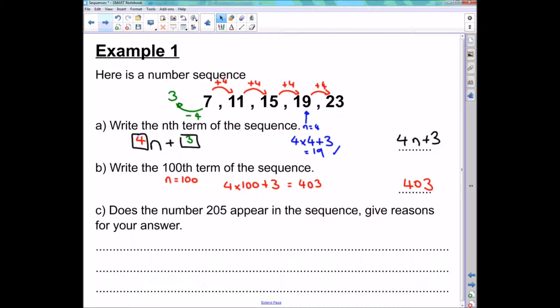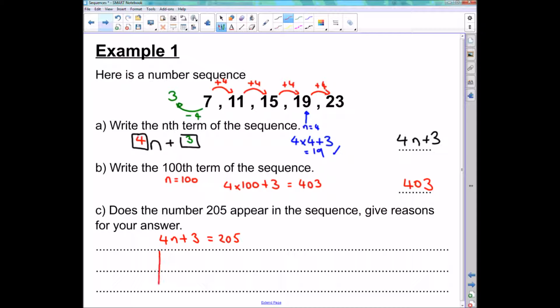This one is slightly harder because it's given you an odd number and we're not really sure whether it is or not. So the way we're going to do this is we're going to again use our nth term rule. And what we're going to do is we're going to set up an equation. 4n plus 3, which is our nth term, and we're going to see what value of n gives us a value of 205. Now, if this value of n is a whole number, then 205 is in my sequence. If it is not a whole number, then we know that it's not in my sequence.